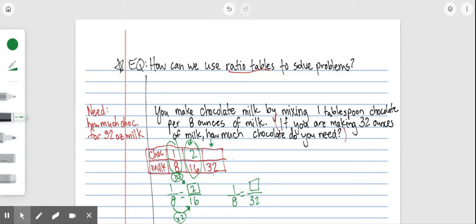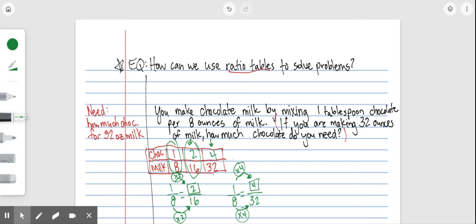Okay? Now I've got to find my multiplicative relationship. 8 goes to 32. How many groups of 8 are in 32? So how many cups of 8 ounces are in a 32-ounce cup? Well, 4 groups of 8 go into 32, which means just like before, what I do on the bottom, I have to do on the top. So I multiply by 4. 1 times 4 is 4. So 4 tablespoons for 32 ounces of milk.